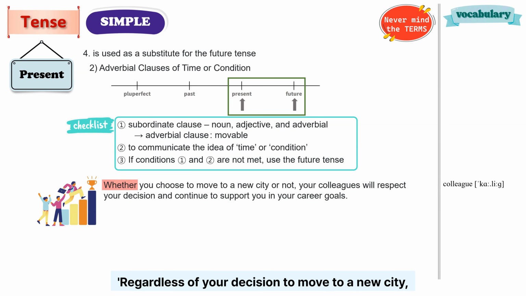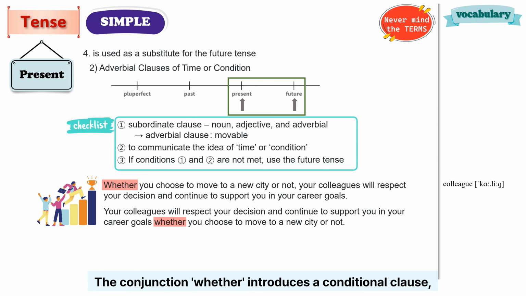Regardless of your decision to move to a new city, your colleagues will respect your decision and continue to support your career goals. The conjunction whether introduces a conditional clause, and even if you change the position of the clause, there's no change in meaning. Therefore, the main clause uses the future tense, while the subordinate clause uses the present tense.